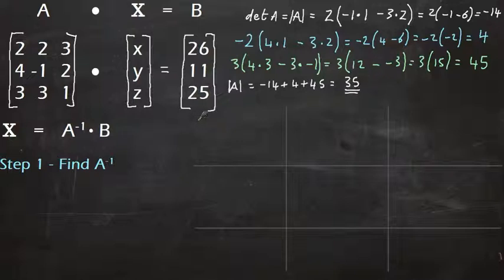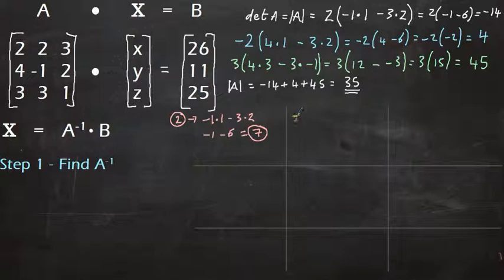So the cofactor of the first element gives us minus 1 times 1 take away 3 times 2. So we've kind of already done this nearly. So that's going to be minus 1 take away 6, which is 7. So that is the first cofactor.